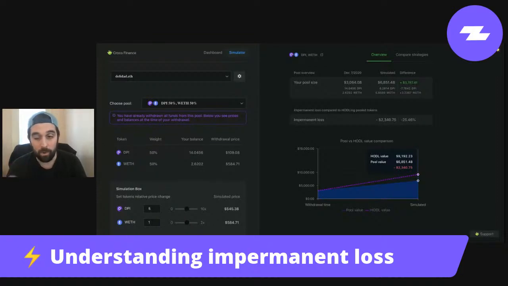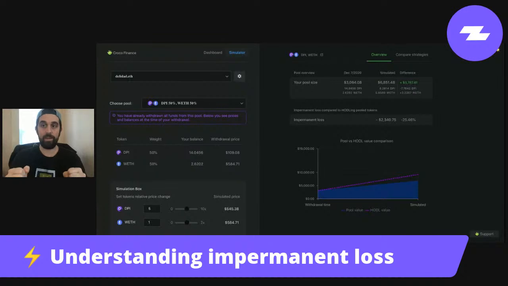But if I had simply been holding the DPI and ETH, it would have been 9,192. Another way to think about this is when you are holding an LP, it's like you're holding a trading position of two tokens. It's just that I'm being paid a portion of all of the trading fees for holding that position, 50% Ether, 50% DPI.